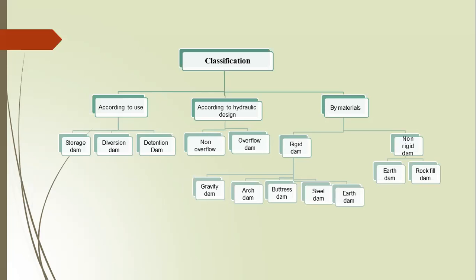If you consider the materials, then again two subtypes are there. First one is the rigid dam and second one is the non-rigid. So in non-rigid, you will have the earth dam and rockfill dam. And in rigid, you have gravity dam, arch dam, buttress dam, steel dam, and one more is there, that is the earth dam. So five subtypes are there in rigid dam. There can also be a detailed classification, but this is the overview of generalized classification, and we will see it in detail one by one.